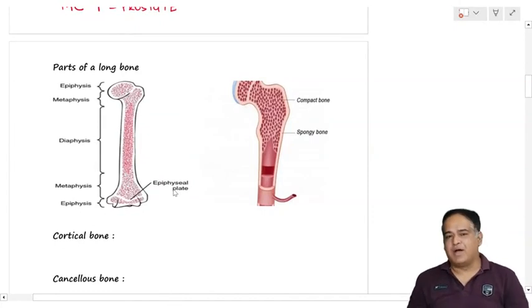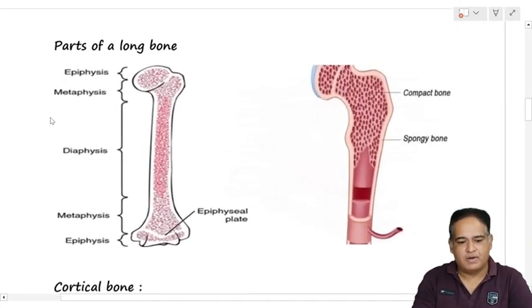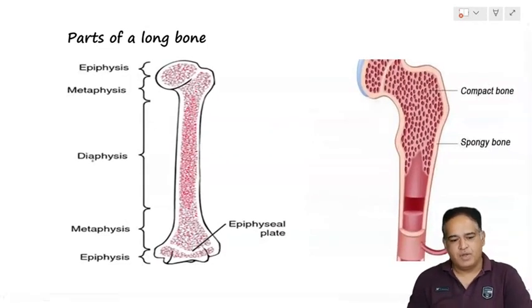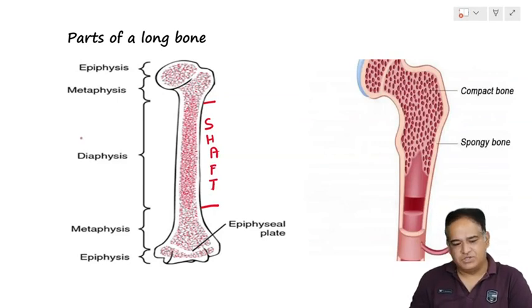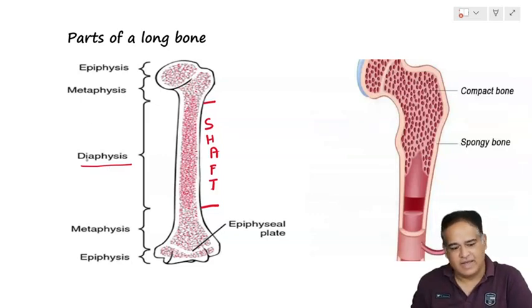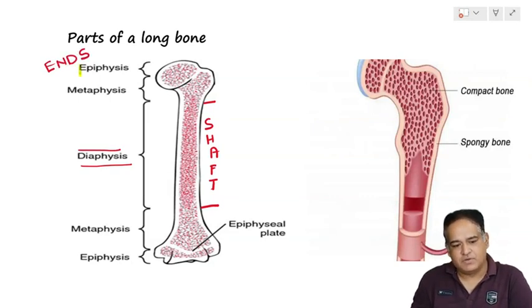You'll see the different parts of a long bone. The middle part is called the shaft, and shaft is also known as diaphysis. Shaft is also known as diaphysis, right? At the two ends is what is called the epiphysis. So E for ends, E for epiphysis.